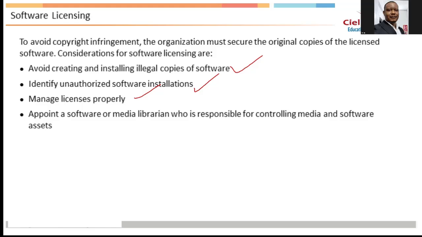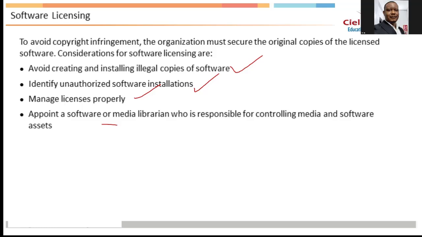Aside from that, another reason why you need to manage licenses properly is because you want to be able to renew your licenses before expiration or on expiration. You don't want a situation where your business is disrupted because software has expired, or a situation where somebody else buys the rights to that particular software. So all of these things are part of what you need to consider when we talk about managing licenses properly. Then appoint a software or media librarian who is responsible for controlling media and software assets.